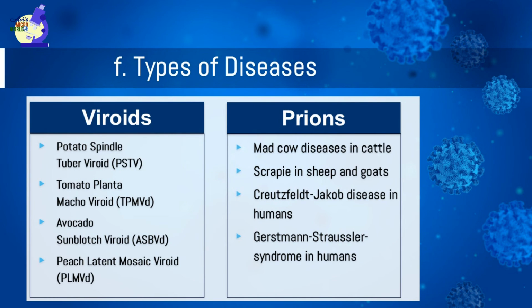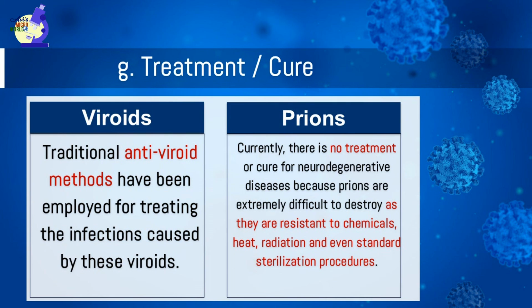The types of diseases found in both: for viroids, potato spindle tuber viroid (PSTVd), tomato planta macho viroid (TPMVd), avocado sunblotch viroid (ASBVd), and peach latent mosaic viroid (PLMVd). In prions, we see mad cow disease in cattle, scrapie in sheep and goats, Creutzfeldt-Jakob disease in humans, and Gerstmann-Sträussler syndrome in human beings. Then the main treatment: as I told you, traditionally antiviral methods have been employed for treating viroid infections, whereas for prions there is no treatment or cure for the neurodegenerative disease because prions are extremely difficult to destroy, as they are resistant to chemicals, heat, radiation, and even standard sterilization procedures.